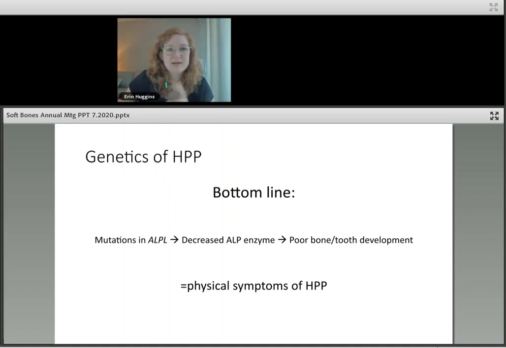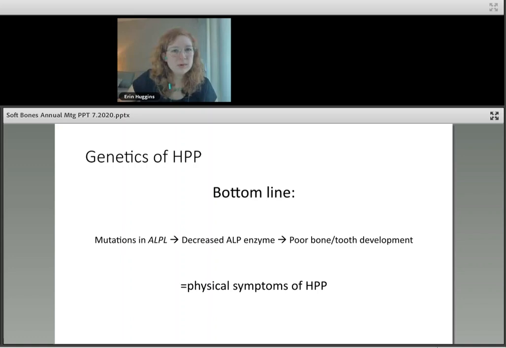So in terms of genetics, the bottom line that I like to put across, if you say, well, Erin, why are you telling me all of this? What do I really need to get out of it? It's this. Mutations or genetic changes in the ALPL gene lead to decreased or abnormal ALP enzymes, which then lead to poor bone and tooth development, which of course is what causes the physical symptoms of HPP. So if you want the short SparkNotes version, this would be the slide I'd say to focus on.